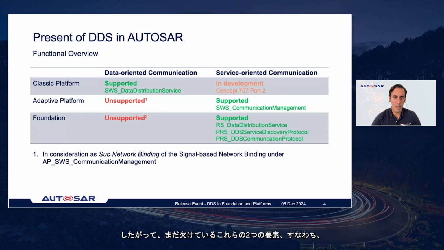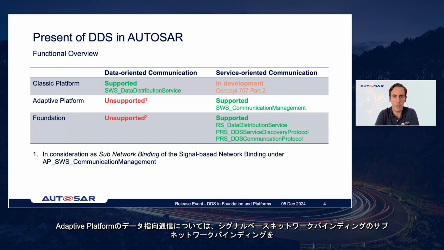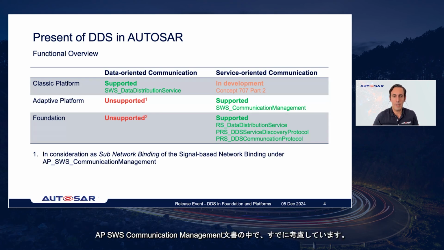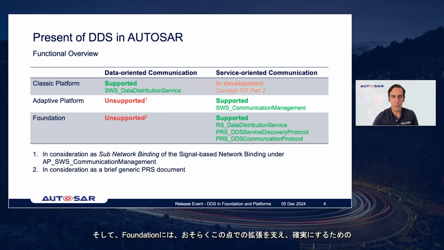So for these two elements that we are still missing, namely data-oriented communication in the adaptive platform, we are already considering a sub-network binding of the signal-based network binding under AP SWS communication management. And in Foundation, there will probably be another document that underpins or cements this particular enhancement. So all of these are, let's say, gaps in the specifications that we are still planning to resolve in the future.